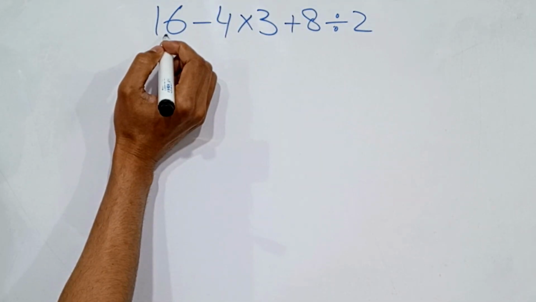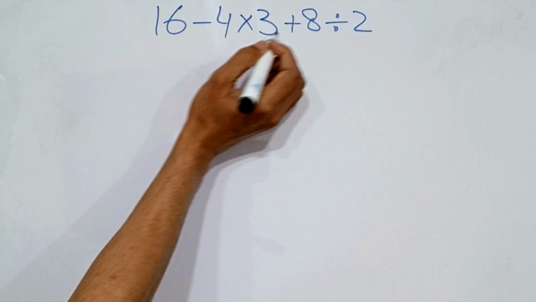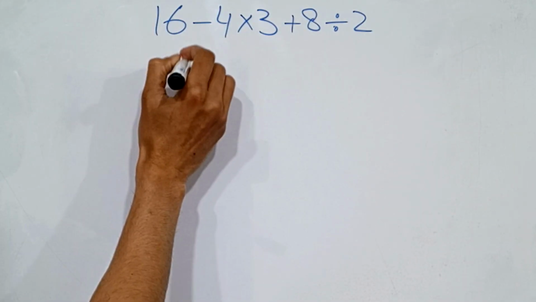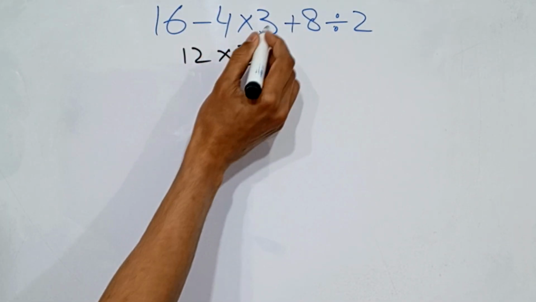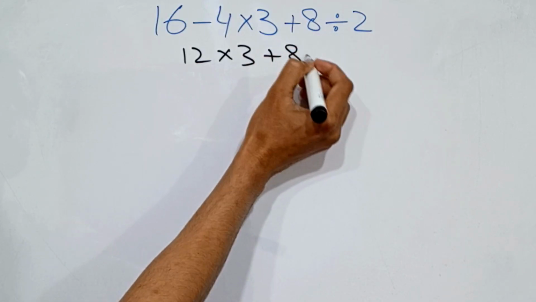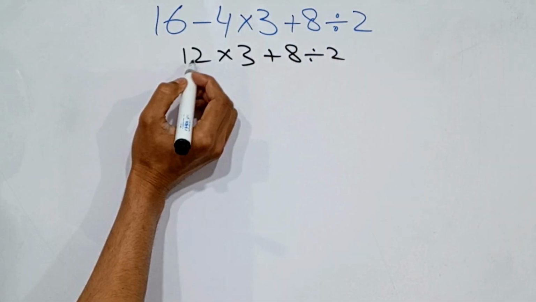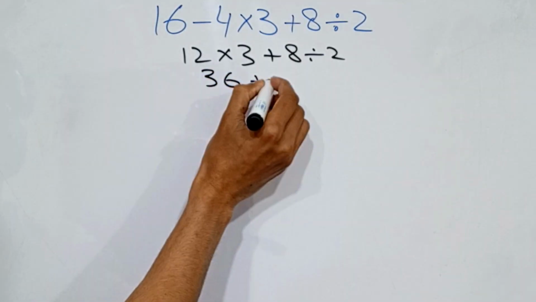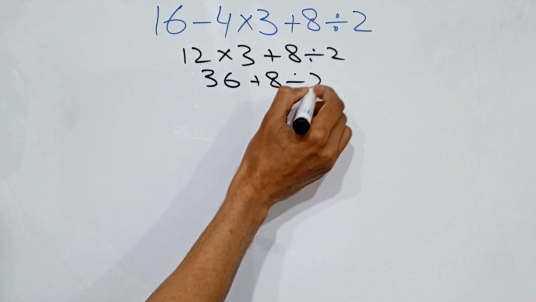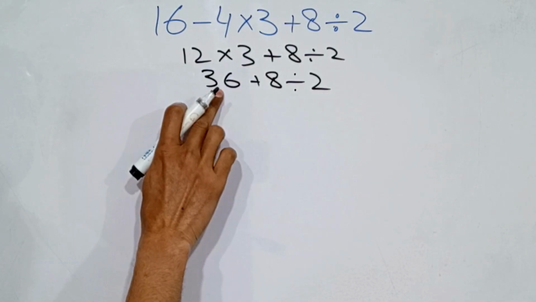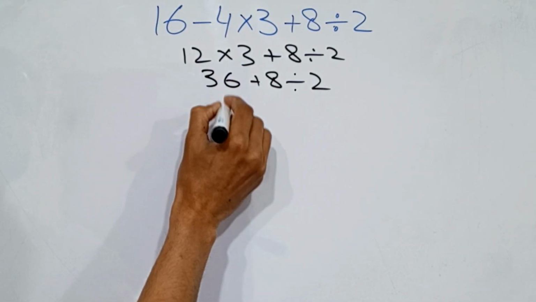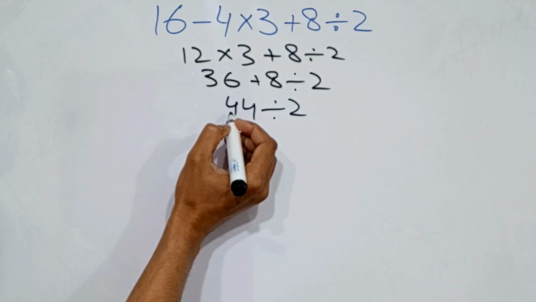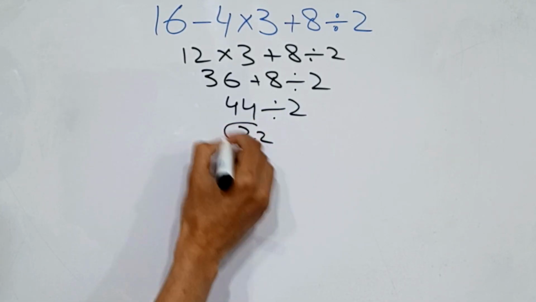Hey guys, can you solve 16 minus 4 times 3 plus 8 divided by 2? 16 minus 4 equals 12, times 3 plus 8 divided by 2. Now 12 times 3 equals 36, right? Plus 8 divided by 2. Now 36 plus 8 equals 44, divided by 2, and 44 divided by 2 equals 22.